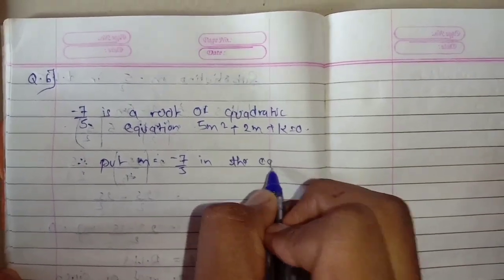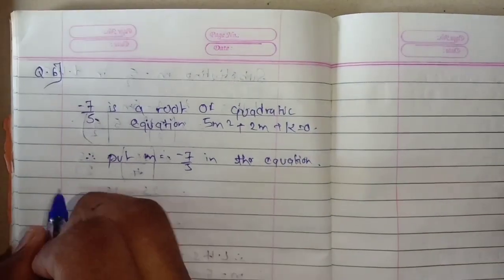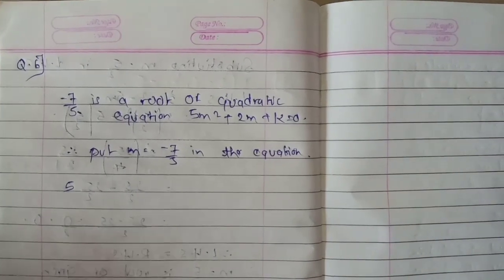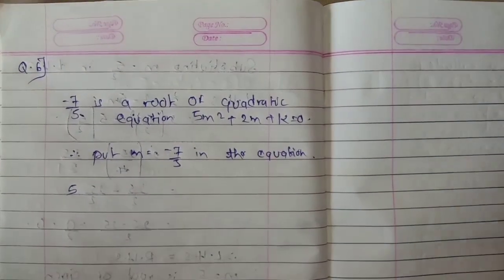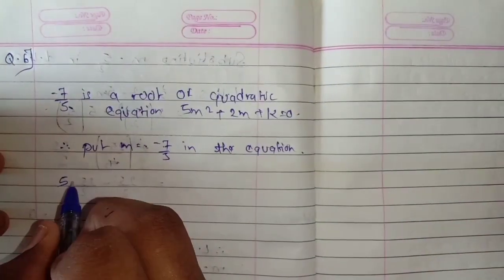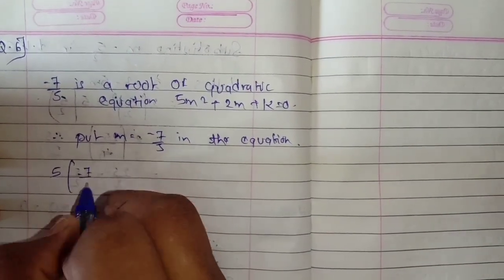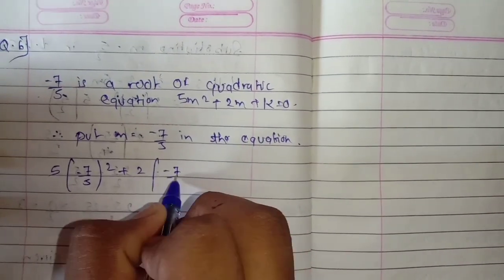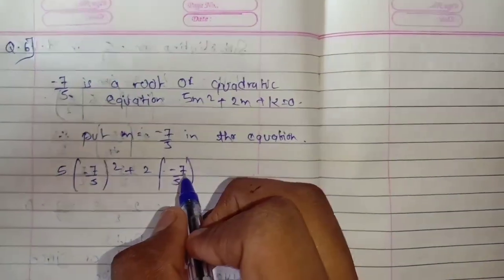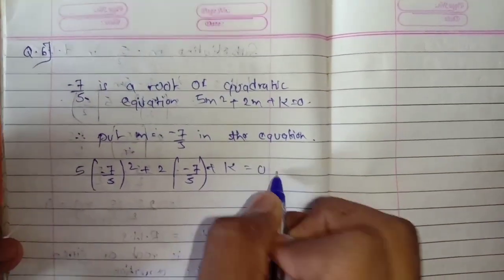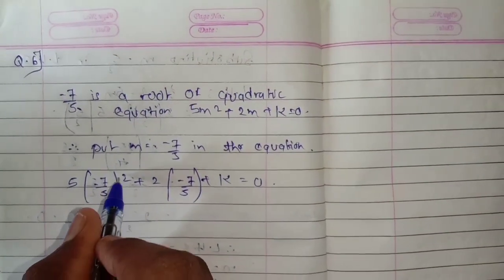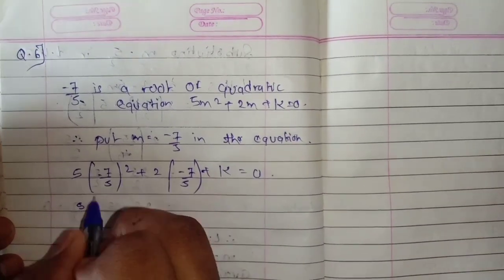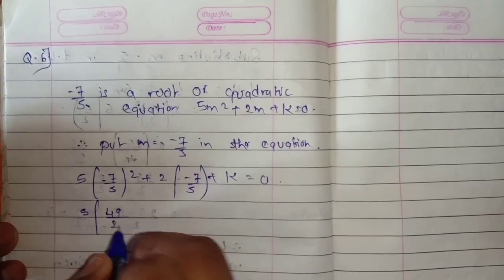We will substitute minus 7 upon 5 instead of m. So 5 into (minus 7 upon 5) the whole square, plus 2 into (minus 7 upon 5), plus k is equal to 0. First of all we will solve the brackets. So 7 square is 49, and 5 square is 25.